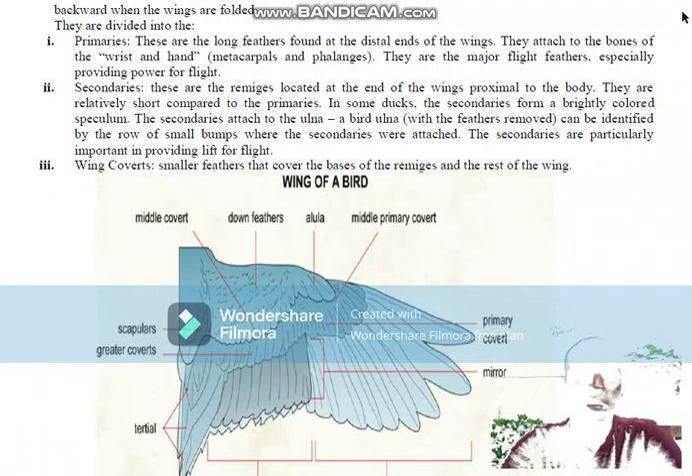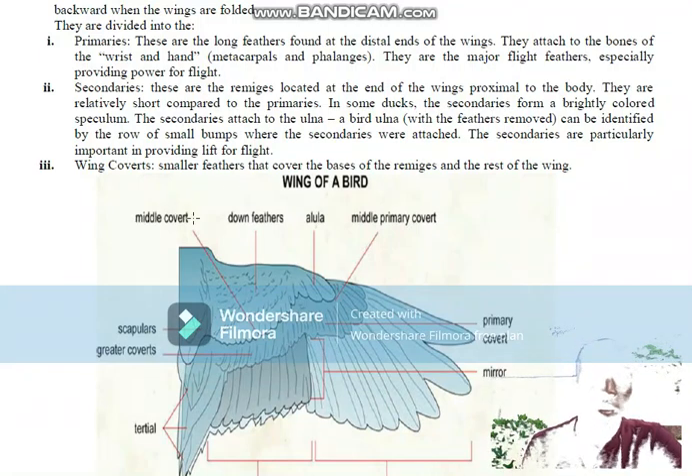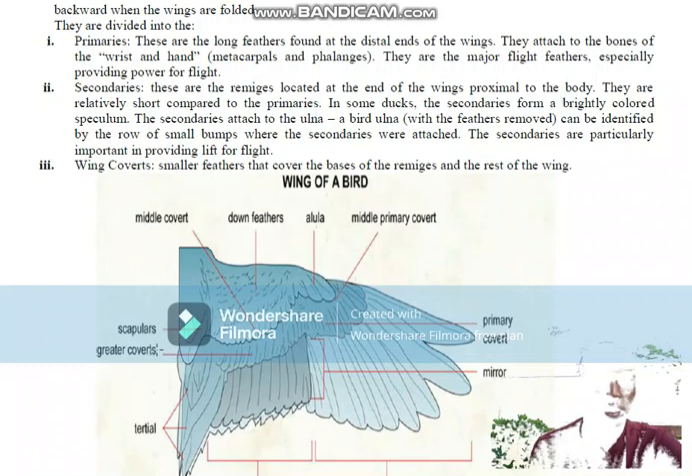And the wing covert is just a small feather that covers the base of the remiges and the rest of the wing part. Now, as you could see right there, this is the middle covert, that's the down feathers, and that's the alula. This is the primary covert, and that is the minor, and actually that's the tertiaries. The tertiaries are another part we've not yet talked about, but we're going to, and the scapula.